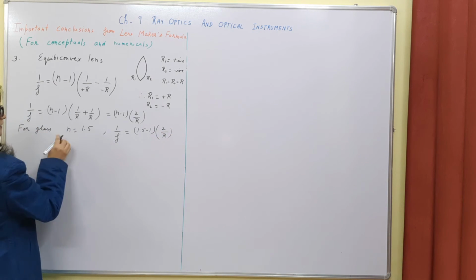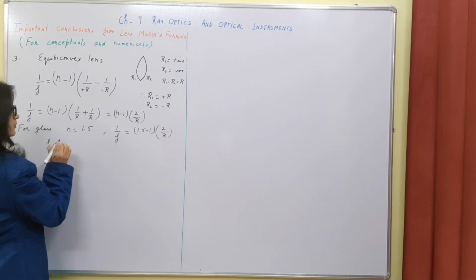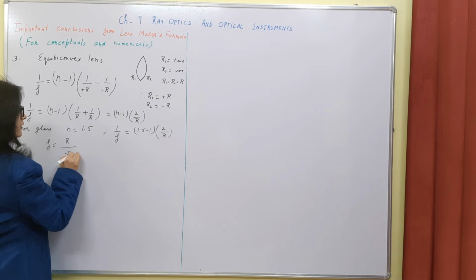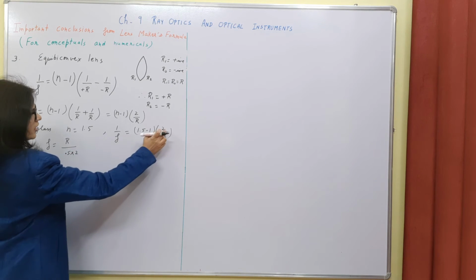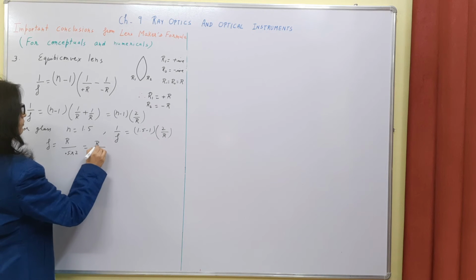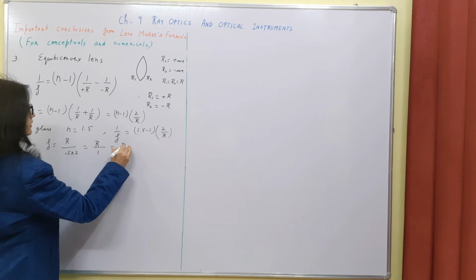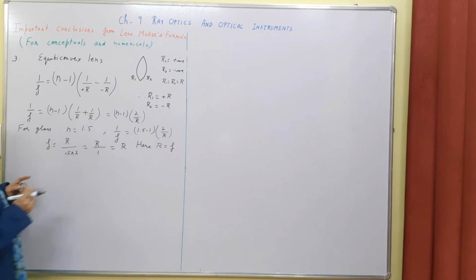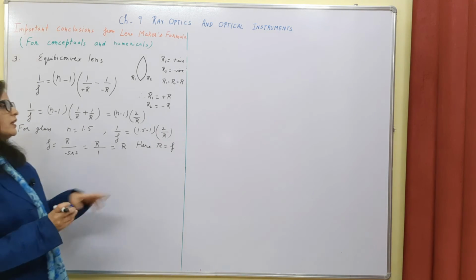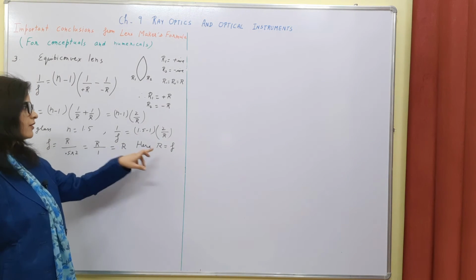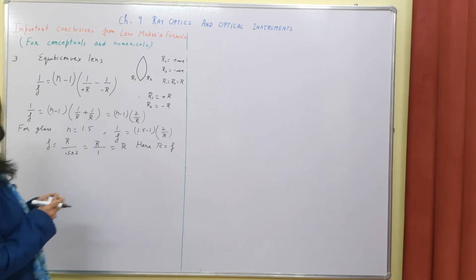So we can write this, F is equal to R upon 0.5 into 2, because this is 0.5 and this is 2. So cross multiplication will give us this result, R upon 1, that means R. So here R is equal to F. So it is very much clearly visible that focal length is not equal to radius of curvature in case of lenses. That's why we don't write R as 2F, right?